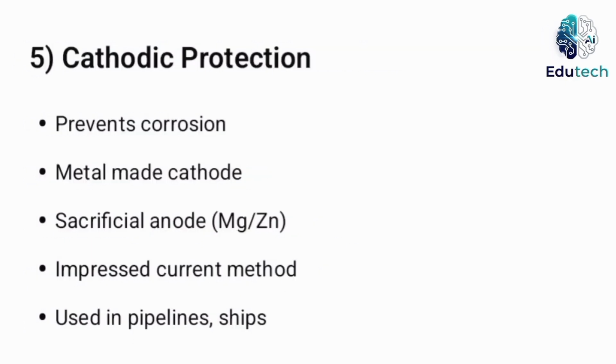Explain cathodic protection methods. Cathodic protection is a method used to prevent corrosion by converting the metal surface into a cathode. Since corrosion occurs at the anode, making the structure cathodic prevents its oxidation. In a sacrificial anode method, a more reactive metal such as magnesium or zinc is attached to the iron structure. The reactive metal acts as an anode and corrodes instead of iron. In the impressed current method, an external DC power supply forces the structure to act as cathode. Both methods are widely used in underground pipelines, storage tanks, and ship hulls.